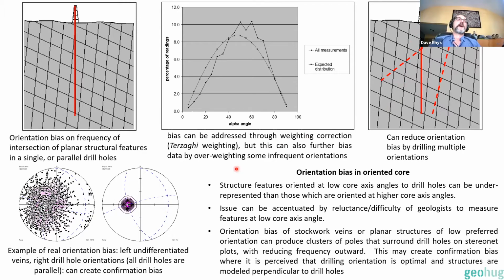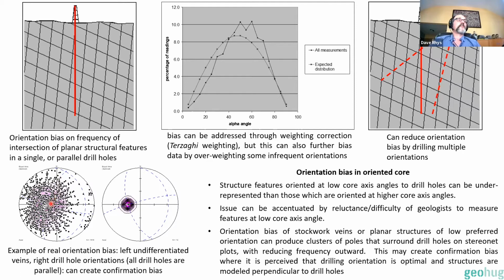The other thing that can happen is if you drill all your holes the same way, as you can see in the lower left here, here's a stereonet that shows the orientation of a series of drill holes. You can see how well they're clustered. And on the left is the orientations plotted from these drill holes of veins from a deposit that I worked on. And you can see that all of the data clusters around the orientations of the drill holes. Well, it turns out that this is orientation bias. This is exactly what we're seeing on the left here.